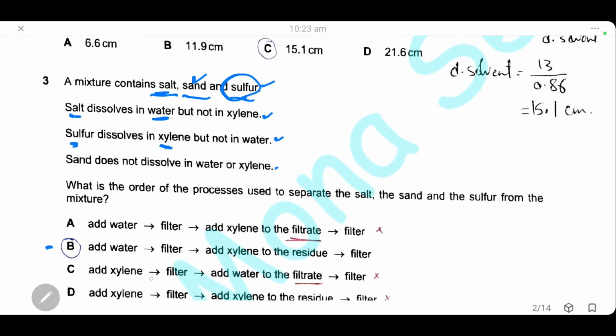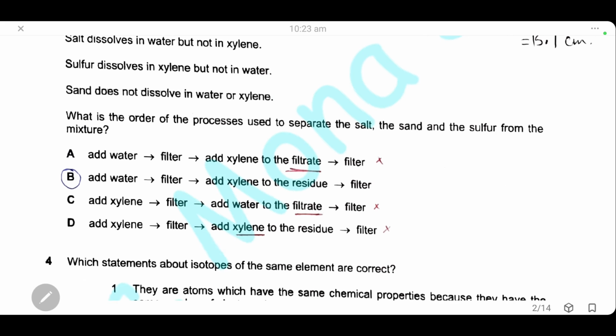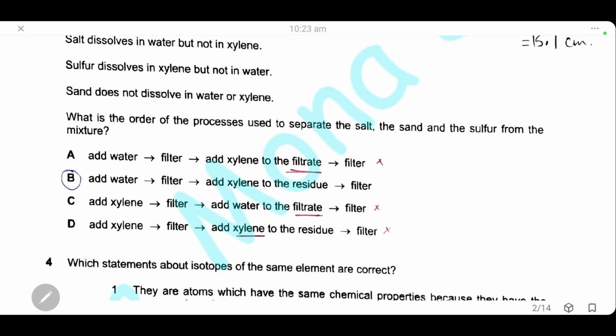Number A and C are wrong because we are adding xylene or water to the filtrate, not to the residue, and this is why it's wrong. And number D is wrong because we are adding xylene 2 times. Xylene to the mixture and then xylene to the residue. So number D is wrong. We have to add water, then add xylene, or the reverse. So the answer is B.